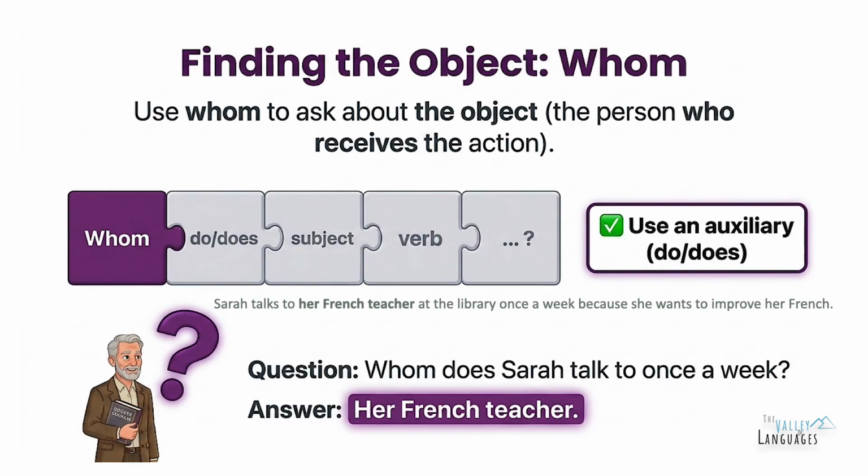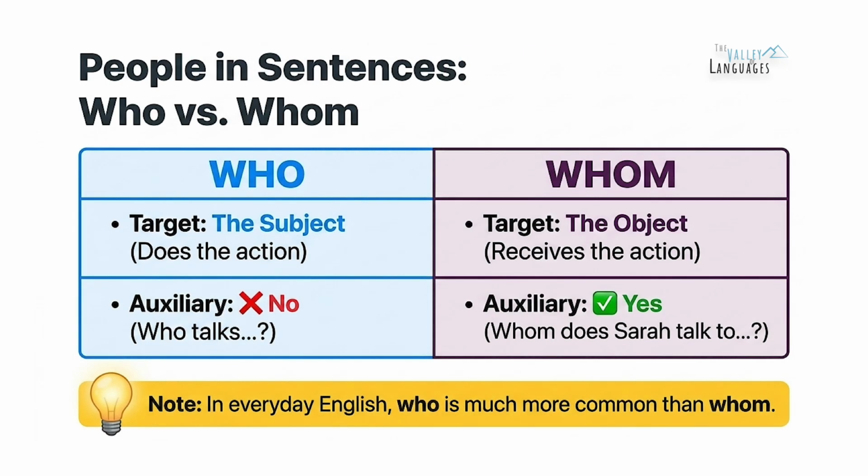If we ask, whom does Sarah talk to once a week? The answer is our object, her French teacher. We literally needed that does to make the question work structurally. Seeing these rules compared directly is super interesting because who targets the subject and completely refuses to use an auxiliary verb, right? While whom targets the object and gladly uses it.